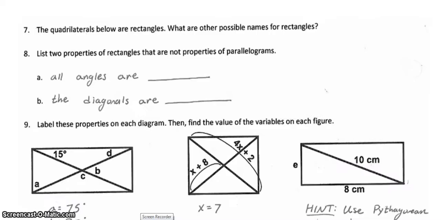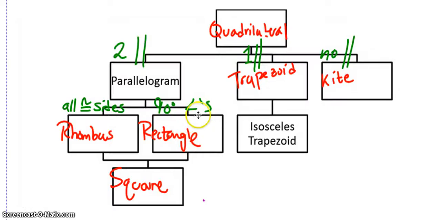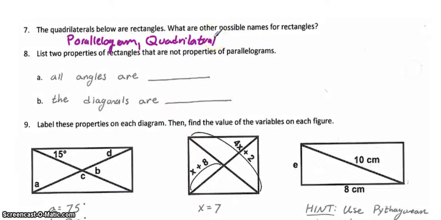Now in 7, the quadrilaterals below are rectangles. What are other possible names for rectangles? Just as before, we can see a rectangle is a type of parallelogram, since it's below it, and also a type of quadrilateral. So we have parallelogram and quadrilateral for number 7. For 8, we need two properties of rectangles that are not properties of parallelograms. Again, the answers will come up in 3, 2, 1.